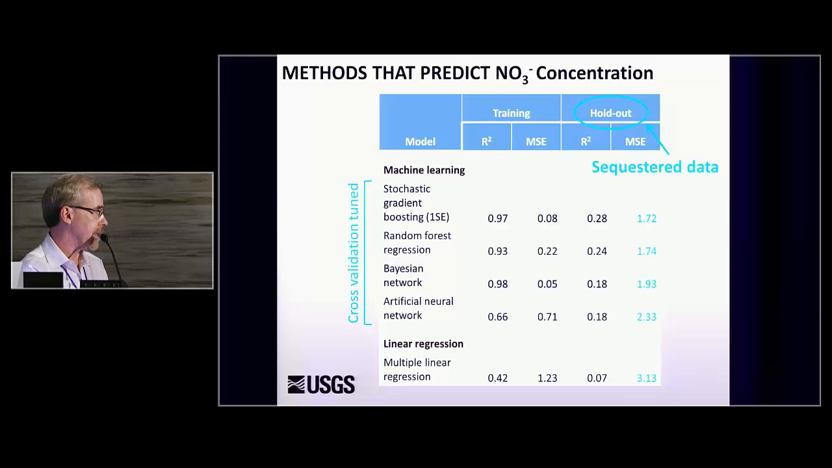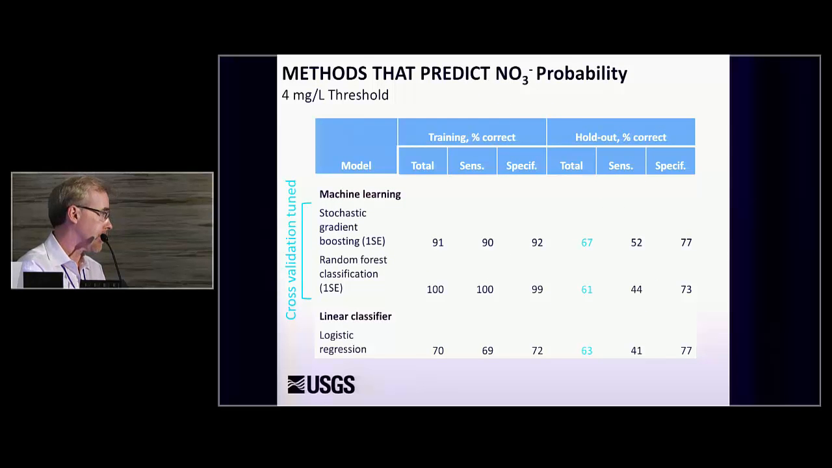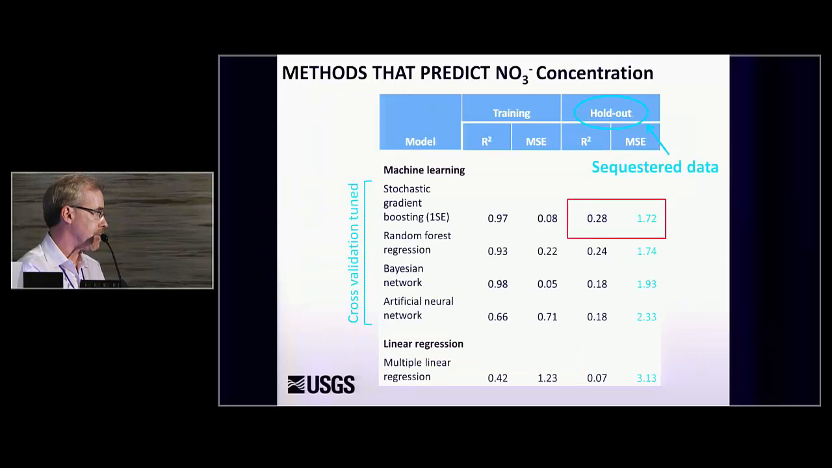For this data set, the boosted regression trees did best in terms of holdout R squared, and that's mean square error over there in the last column. These models are basically ranked by the holdout R squared.